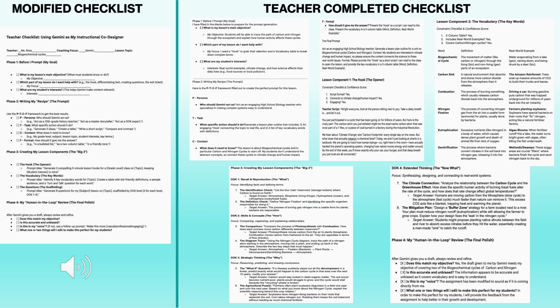And then finally, your human-in-the-loop review just asks, does this match my objective? And you stated yes, what was given to me by Gemini meets my objective, covering 2 biogeochemical cycles, carbon and nitrogen. Another question says, is it in my voice? You said the assignment has been modified to sound as if it came directly from me. And finally, 1 or 2 things you will edit to make this perfect for my students. You said you will provide feedback from the assignment to help better them in their growth and development.